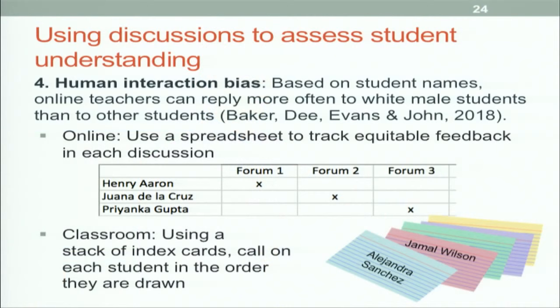So the literature does show, there was a study out of Stanford, that online instructors are most likely to respond to white male student names. Not being able to see any pictures of the students or anything else, they'll respond most frequently first and sometimes only to white male names. And so I saw this literature and I said, am I doing that? I have an online class with 100 students every semester. So what I started doing is I created a Google spreadsheet with my roster and I have every discussion forum.